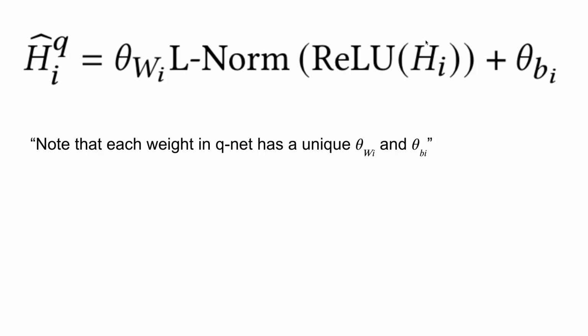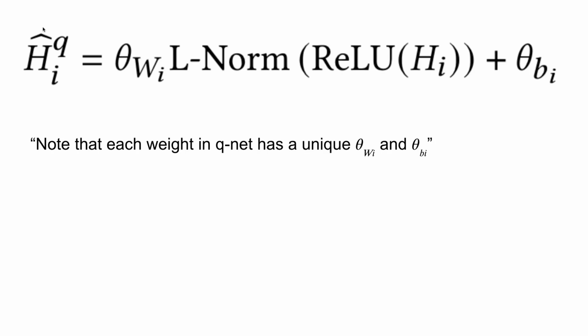Okay, so now we have this attention Hi matrix. We pass that through a ReLU, and then through a layer norm, and then we multiply it by another set of learned parameters, phi wi and phi bi. I interpreted this as each layer in the QNet having a unique theta w and theta b. So theta w gets multiplied by the output of the ReLU and layer norm applied to our Hi attention matrix, and then we add on our bias vector.